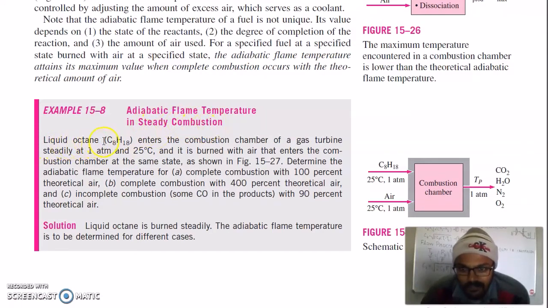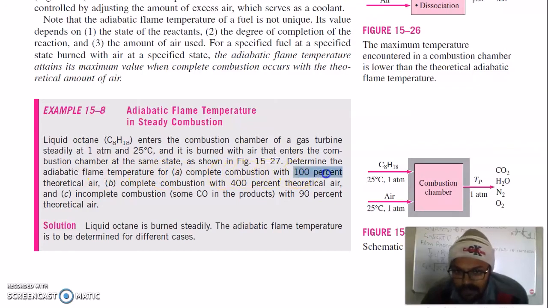Liquid octane C8H18 enters the combustion chamber of a gas turbine steadily at 1 atmosphere and 25 degrees Celsius, and it is burned with air that enters the combustion chamber at the same state, that is, air at 25 degrees Celsius and 1 atmosphere. Now determine the adiabatic flame temperature.